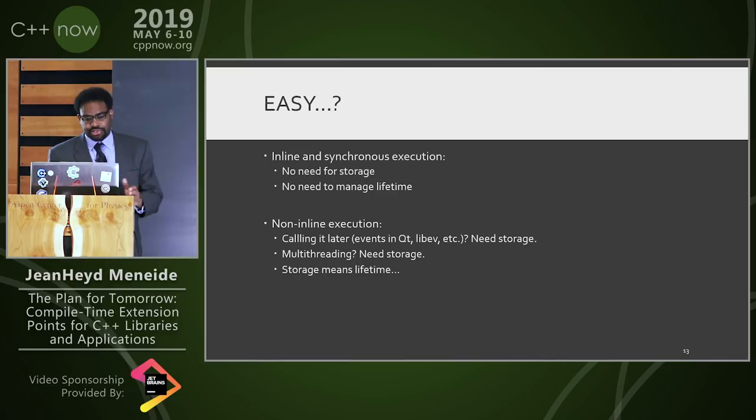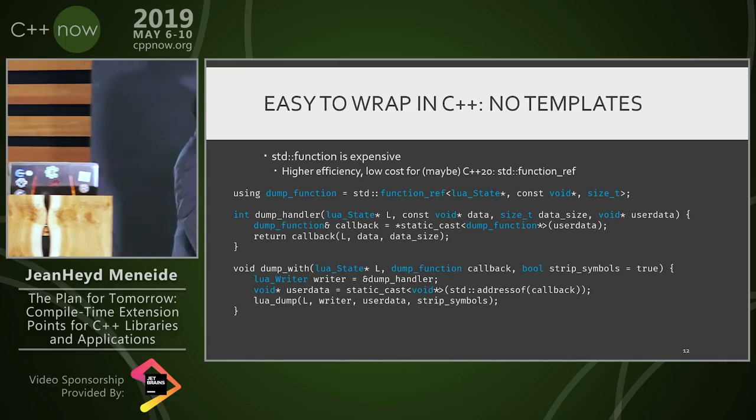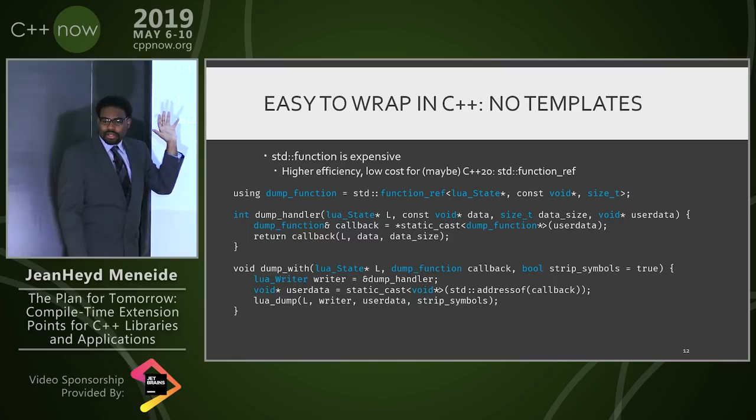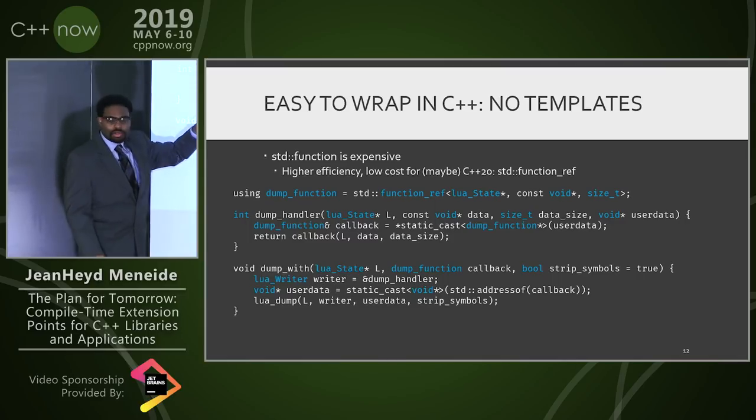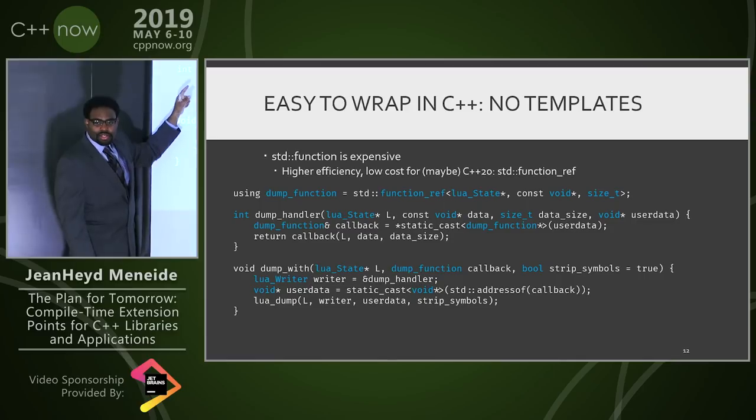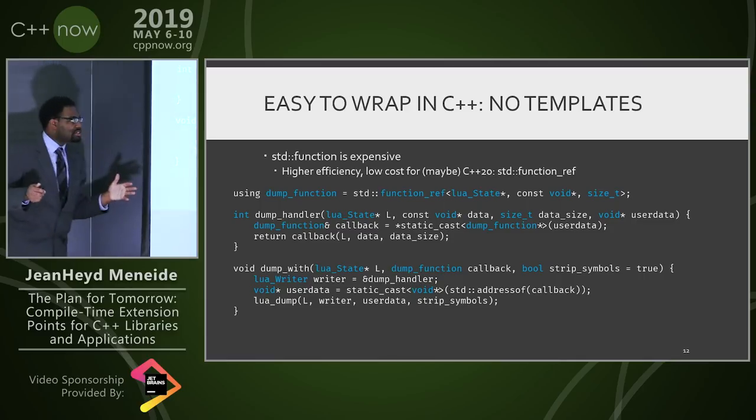Inline and synchronous execution. What we're doing here is that this function is going to call this one, and it's never going to return until it's done calling this. And so I don't have to worry about lifetime here. That's why this could be std function ref, because I don't need to actually store this thing to hold it. I just need it to be alive for the duration of this call. By the time this returns, it's never going to call this anymore, so I don't need to worry about lifetime. None of that applies anymore.